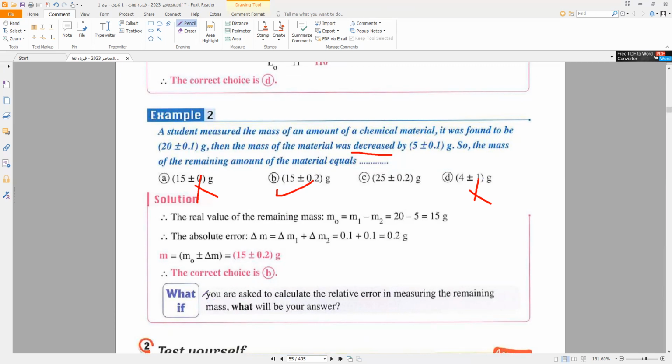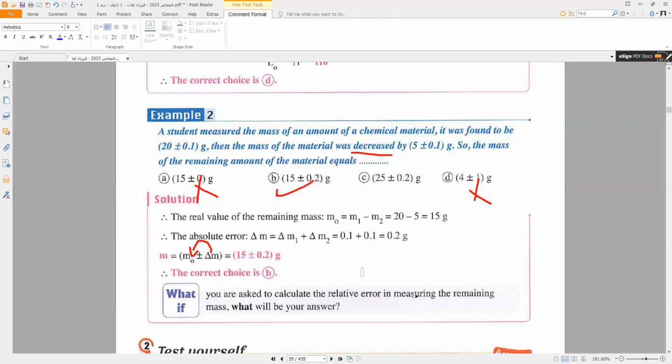Okay, we have another question here. What if you are asked to calculate the relative error of measuring the remaining mass? To calculate the relative error, you must divide what, guys? The absolute error over the real value. So 0.2 over 15. Equals 0.2 divided by 15 to get the value of the relative error.